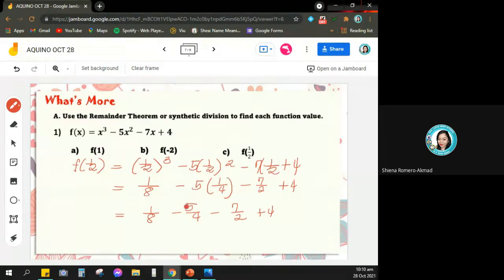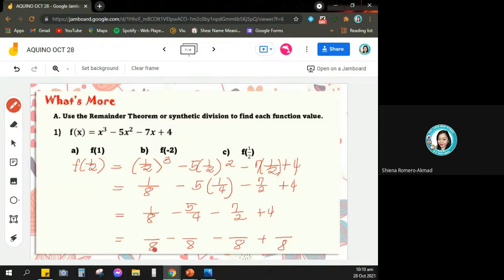So, 5 times 1, 5. Denominator, 4. Ito, 1, 8 lang. Ito naman, ganun din. 7 times 1 is 7. Denominator is 2. Ngayon, ang case dito, kailangan pare-pareho sila ng denominator. So, gawin natin lahat sila pare-parehong 8 ang denominator. And si 4, gawin natin na 8 din ang denominator niya.